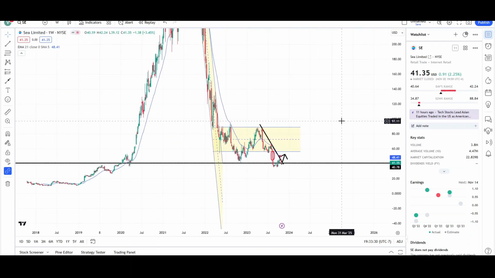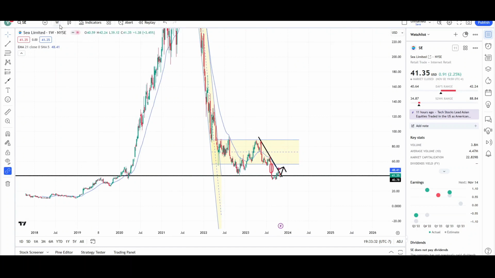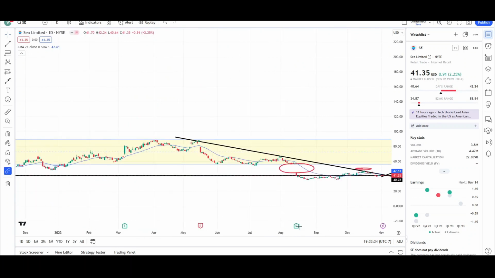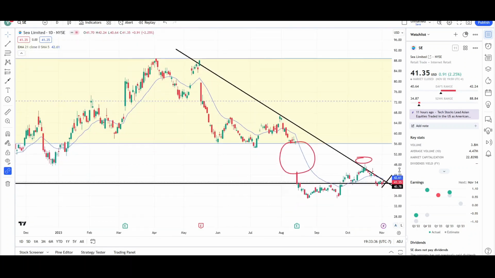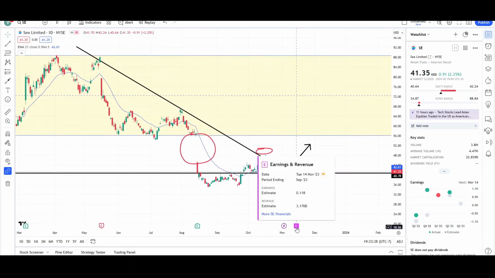But again, we're not really seeing that occur in the short term. Short term is still favoring the bears. So that's all I have for C Limited on the daily and weekly charts. Let's see what that earnings report brings, and we'll go from there.